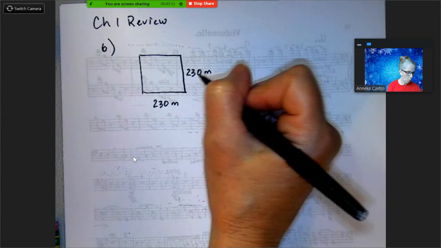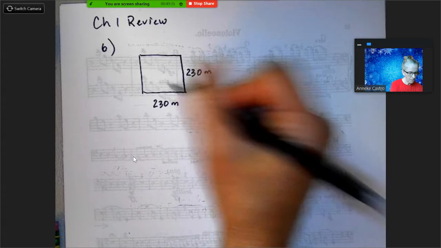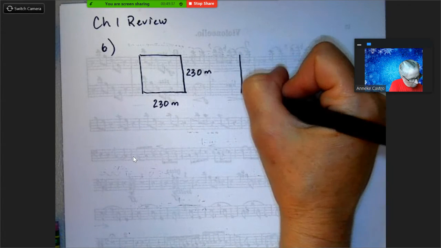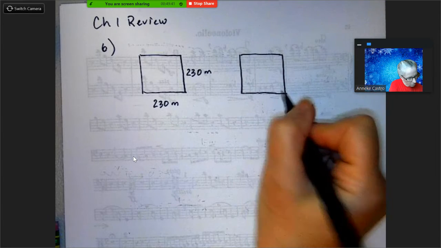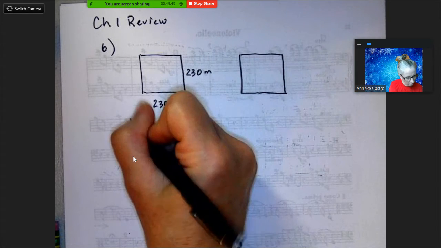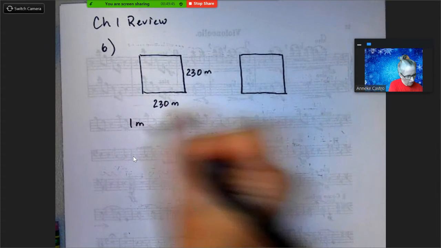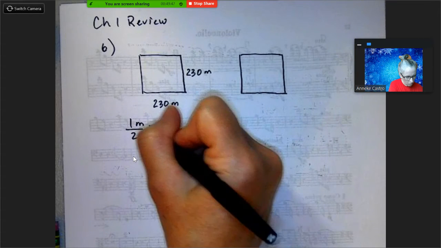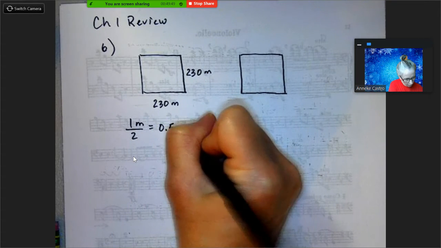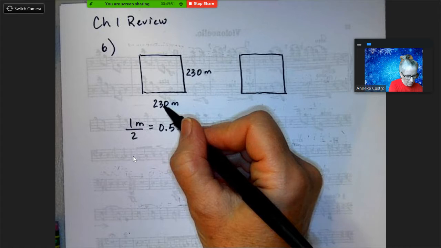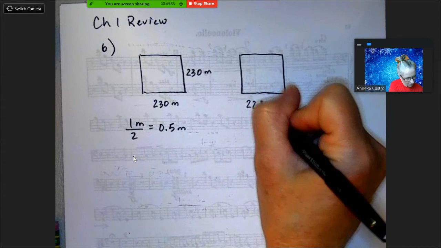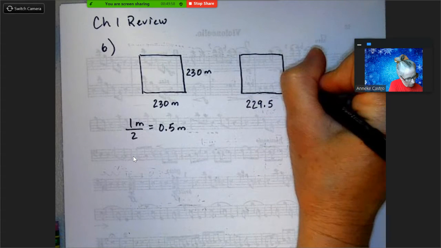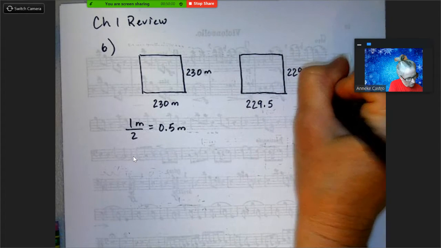Okay, so this is an approximation. The smallest the sides could be would be half of a meter off of this. If it said it's measured to the nearest meter, 1 meter, you cut that in half, which gives you 0.5 meters, and we're going to subtract it from the side and we're going to add it to the side. So if I subtract that, we get 229.5. So it could be that. That's the smallest it could be.